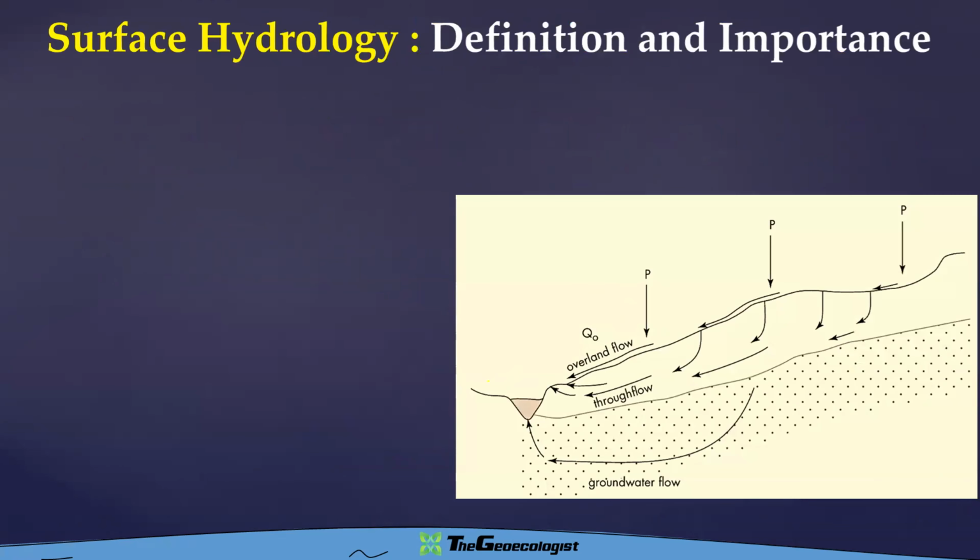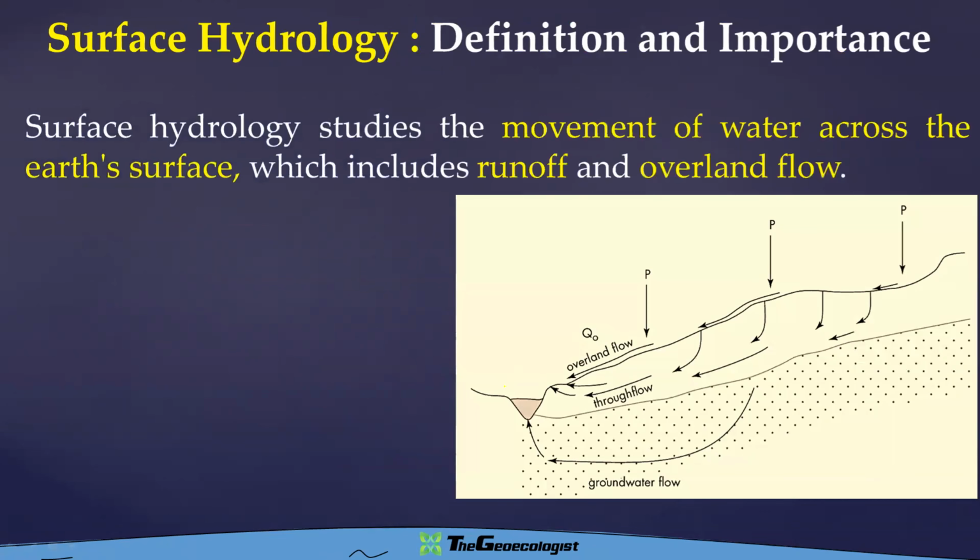So first thing that we need to look into in surface hydrology is the definition and importance of surface hydrology. The word itself is surface. So surface hydrology studies the movement of water across Earth's surface, which includes runoff and overland flow. If you observe this diagram, if rainfall happens on the surface, it goes down the slope, and this is called overland flow. If it also infiltrates a little, it's called throughflow through the soil. If it goes further under, it's called groundwater flow. And finally, it goes into the valley, into the stream, into the river.